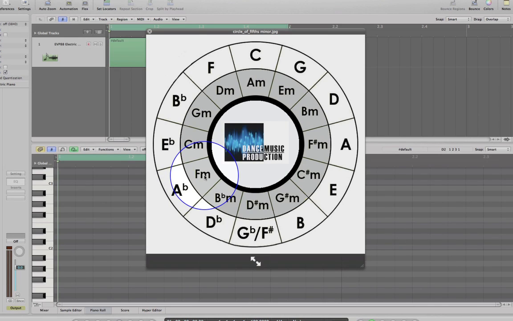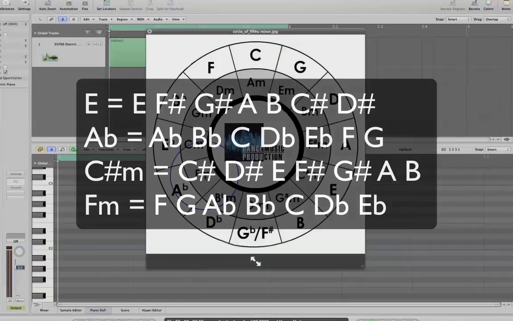So basically, that means we've got the following scales. I'll just post them up here. We've got E major there, which is E, F sharp, G sharp, A, B, C sharp, D sharp. We have A flat major, which is A flat, B flat, C, D flat, E flat, F, and G. We have C sharp minor, which is C sharp, D sharp, E, F sharp, G sharp, A, and B. And finally, F minor, which was F, G, A flat, B flat, C, D flat, E flat.